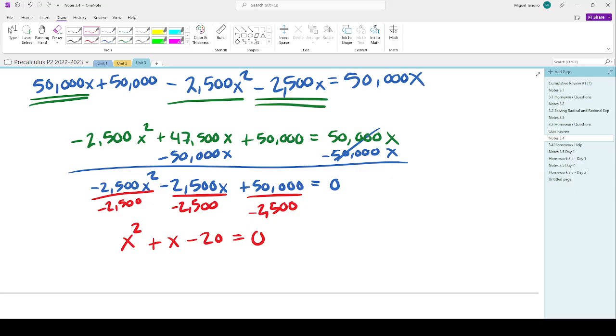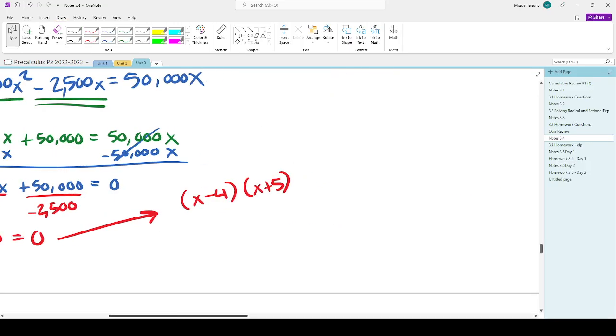Now, that looks way better. Way better on the factoring. So we're going to get x minus 4 times x plus 5, and we're going to set that equal to 0. So our two solutions are x equals 4 and x equals negative 5.